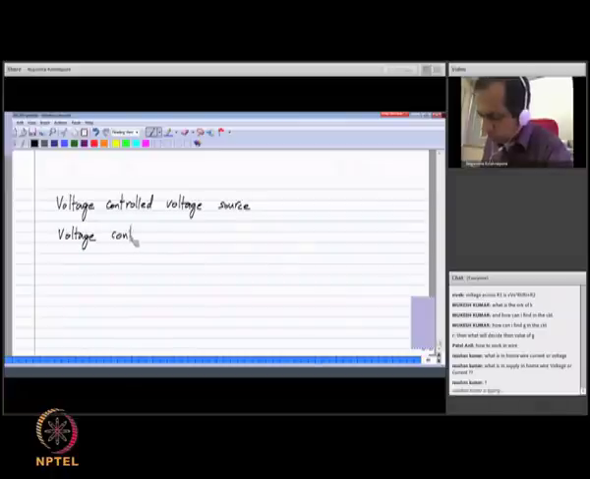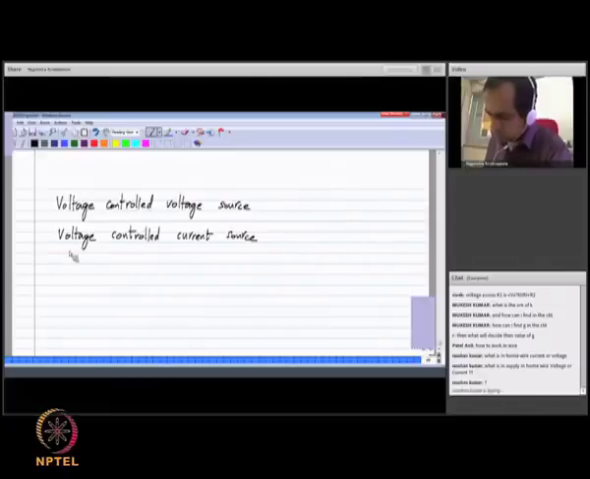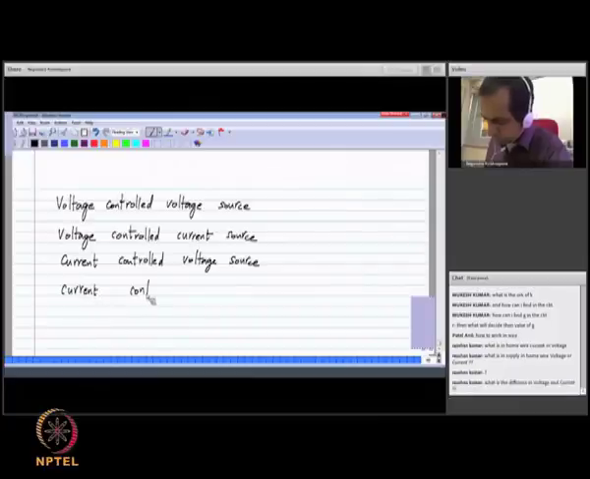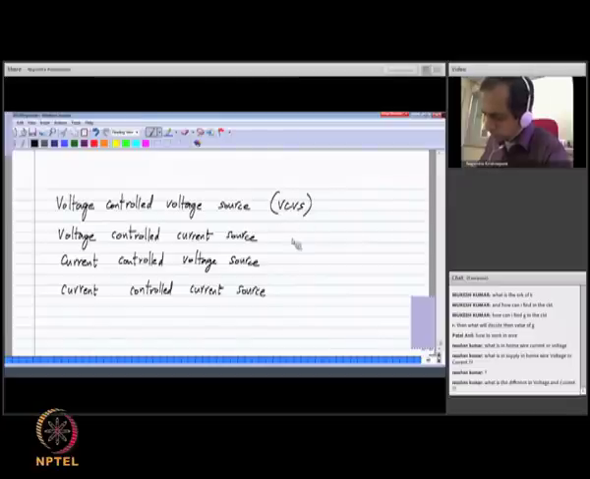Voltage controlled voltage source, voltage controlled current source, a current controlled voltage source, and a current controlled current source. These are abbreviated to VCVS, VCCS, CCVS, and CCCS.